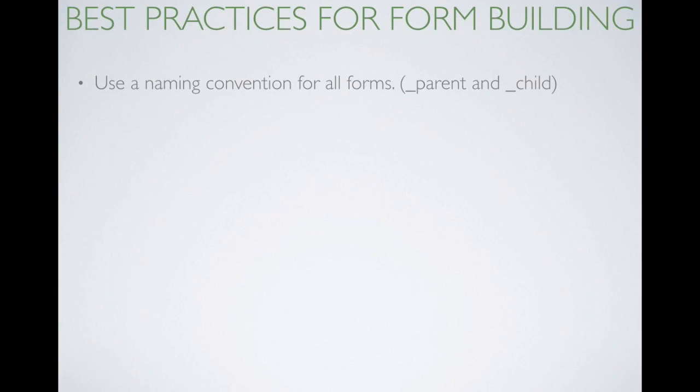So let's go through our best practices for form building. The first one here is to use a naming convention for all forms. This is especially important for your FormBuilder account. If you've been using FormBuilder for a while and you don't have a naming convention, you may notice that sometimes it's hard to find what subform is associated to a parent form. So this is where I use the naming convention _parent and _child to be able to identify what forms are connected.